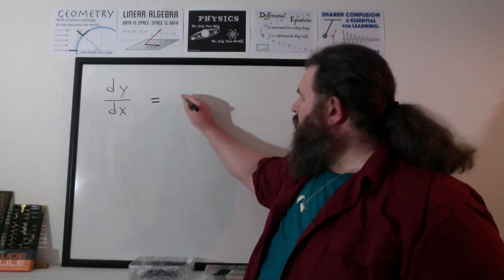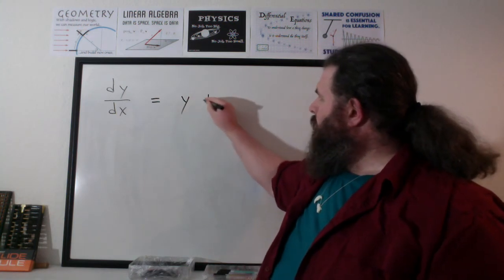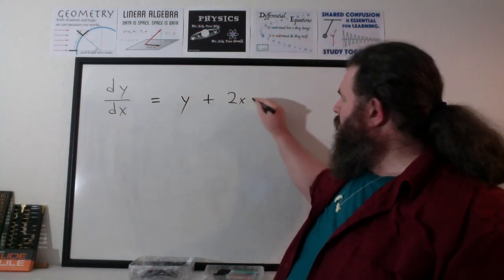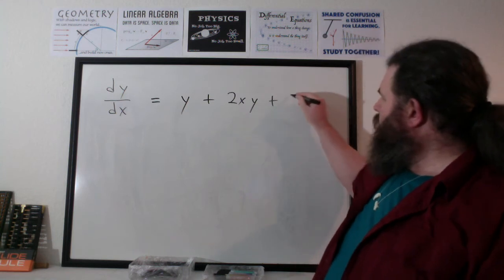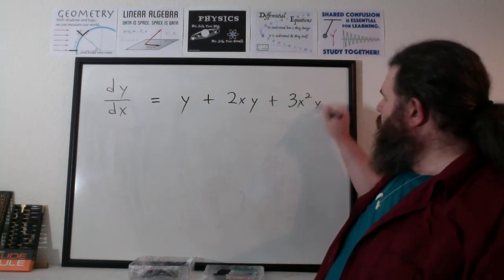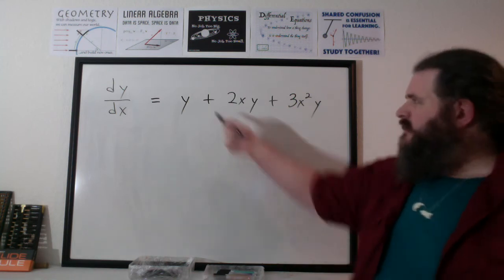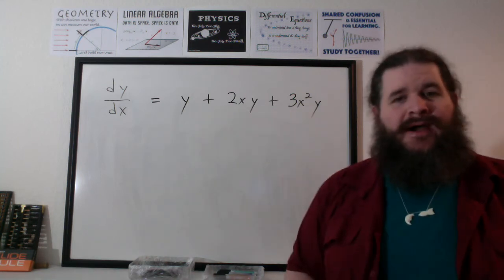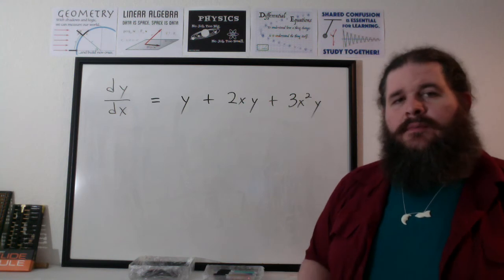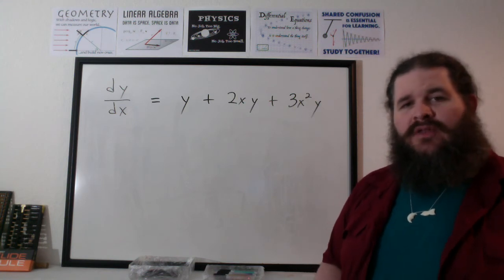Let's say we have dy/dx equals y plus 2xy plus 3x squared y. This might not look separable at first glance because this doesn't look anything at all like a function of just y times a function of just x. But the important thing is we can manipulate it so that it is.